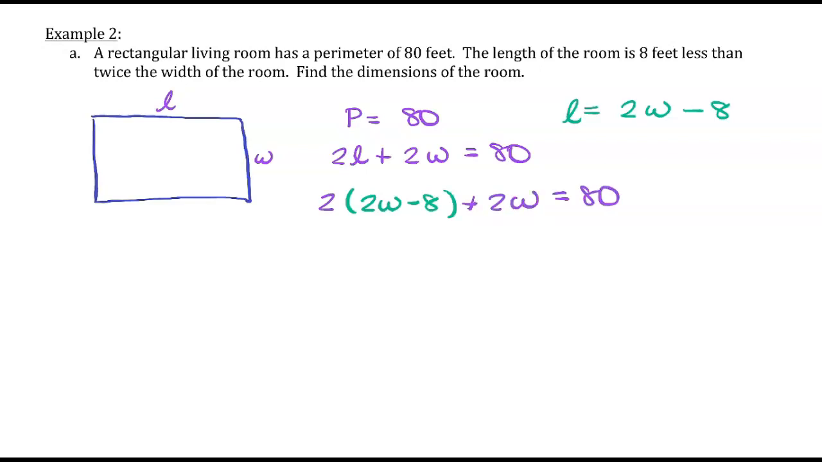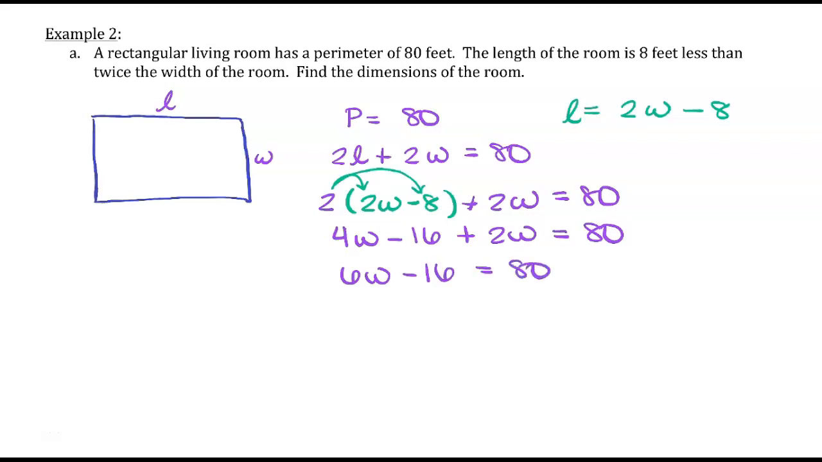Now we only have 1 variable in our equation and we can solve for it. Distributing the 2 into the parentheses, we have 2 times 2W, or 4W, and 2 times negative 8, or negative 16. We still have our plus 2W. Now we can combine like terms. We have a 4W and a 2W combined to make 6W. So we have 6W minus 16 equals 80.